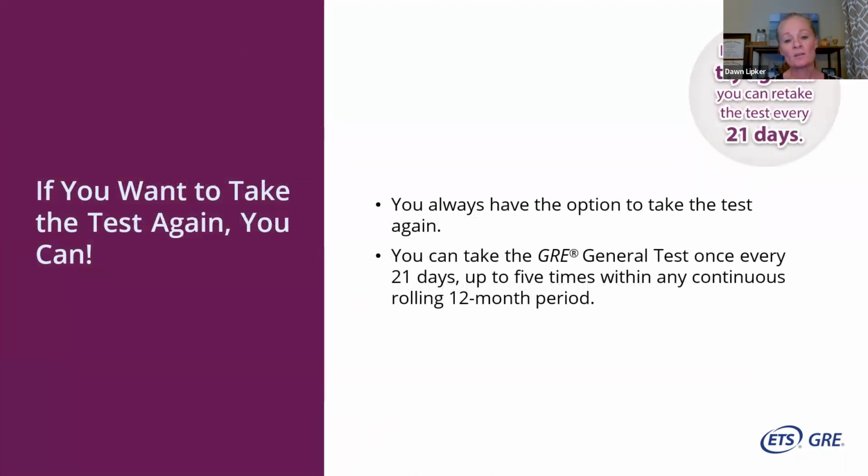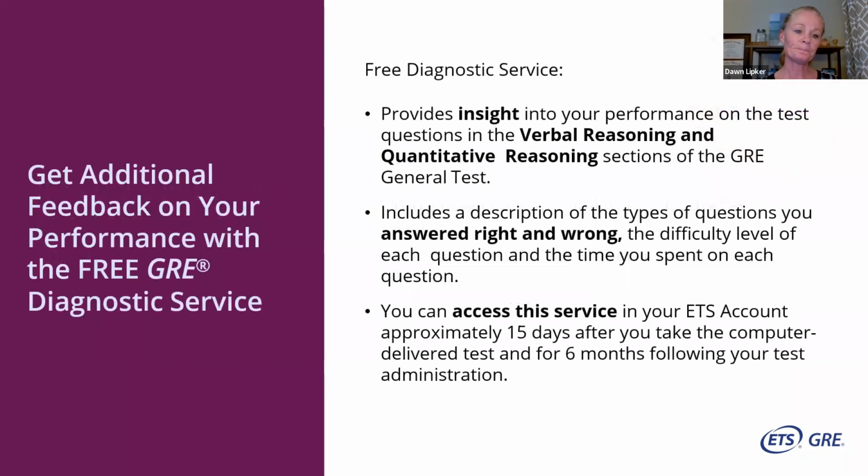What we want you to know is that you never really have to send scores that you don't feel reflect your best ability level, right? You always have the option to test again. With the GRE General Test, you can test every 21 days, up to 5 times within a continuous rolling 12-month period, so within the year that you first took the test. So you have other options.